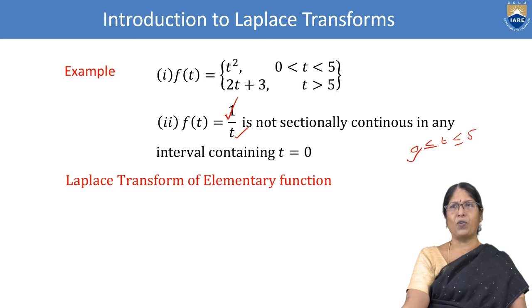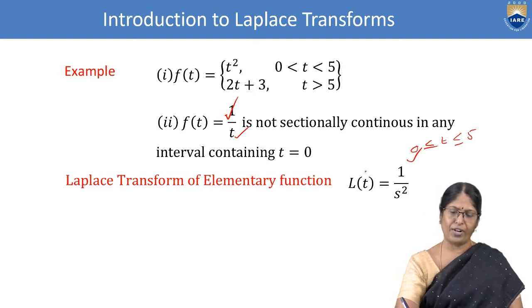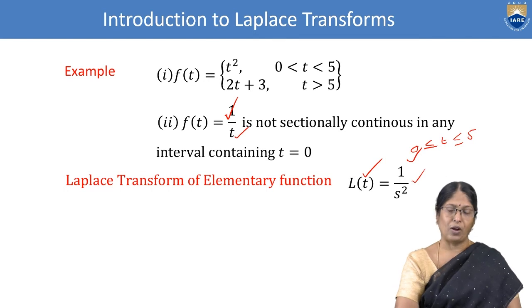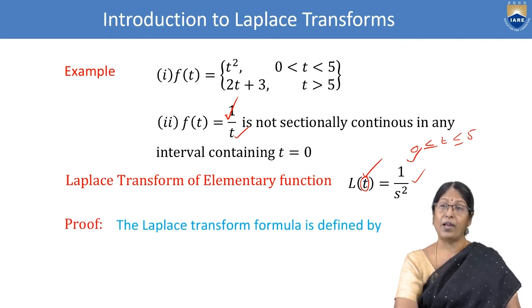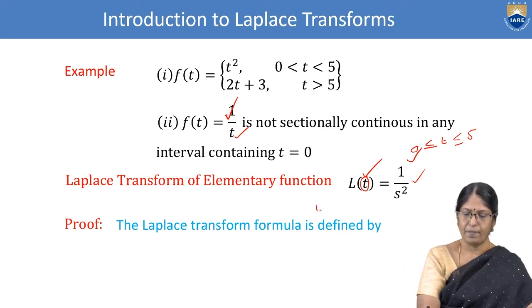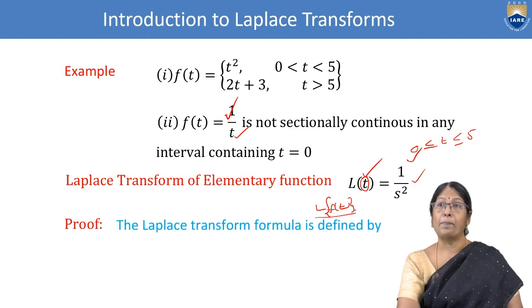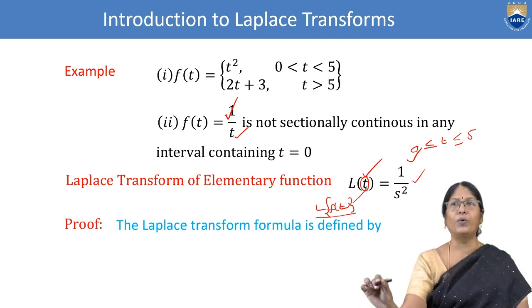Next, Laplace transform of elementary functions. We are taking L of t equal to 1 by s square. It is already proved, but let us see how we got this answer, 1 by s square. Our function is t. So for the Laplace transform of f of t, L of f of t, we read it as the Laplace transform of the function f of t. Our f of t is now t.